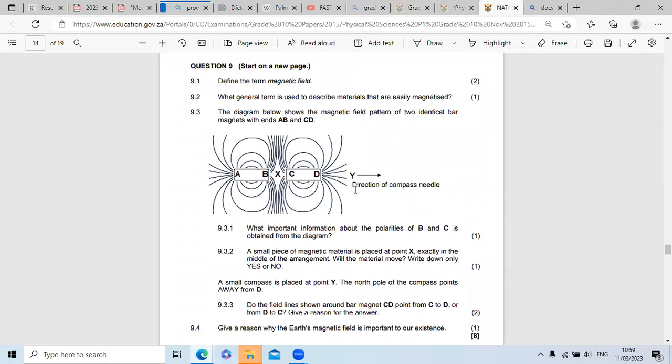So here they say the direction of the compass needle is pointing in this direction, that means this direction is north. And since this direction is north, you know that the opposite direction of north is going to be south.